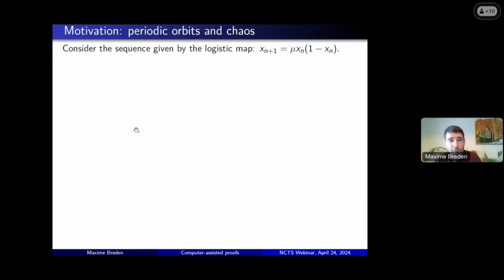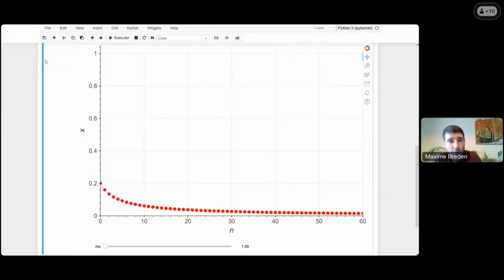Here I plot for you the first 60 iterates of that sequence, where the parameter mu is going to change; for the moment it's equal to 1. And there it's very boring. Apparently the sequence converges to 0. And of course you could prove that. You could ask your undergrad to prove that as an exercise. It's not hard. But then what happens when the parameter mu changes?